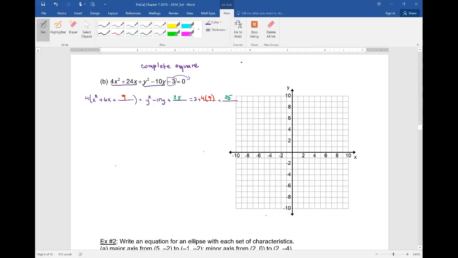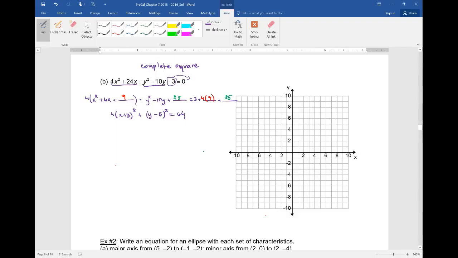So here we have 4 times x plus 3 squared plus y minus 5 squared is equal to what? 3 plus 36 plus 25, how much is that? 64. That doesn't even look like an ellipse.